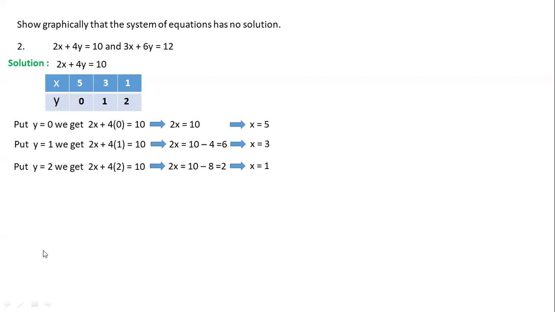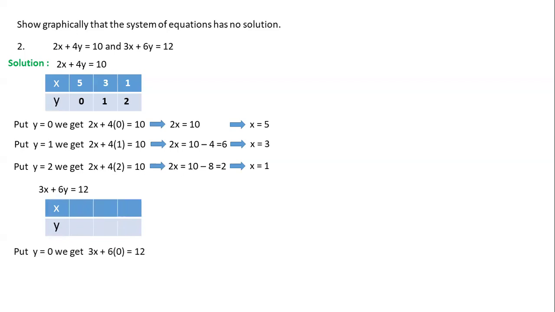Now let's take the second equation. Make the table, write x, y, and then put y is equal to 0. When we put y is equal to 0, it is 3x plus 6 into 0 is equal to 12. 6 zeros are 0, so 3x is equal to 12. That is, x is equal to 4. So the values are 4, 0.